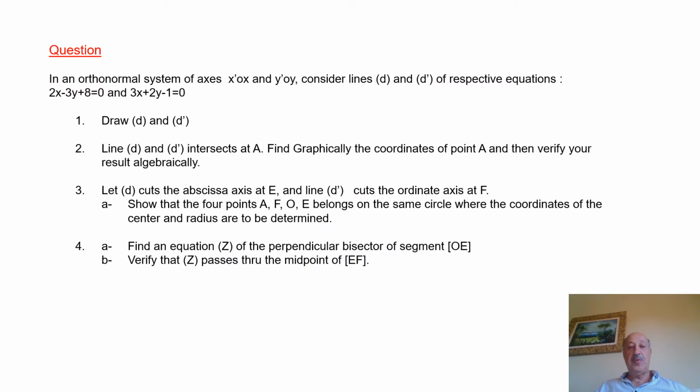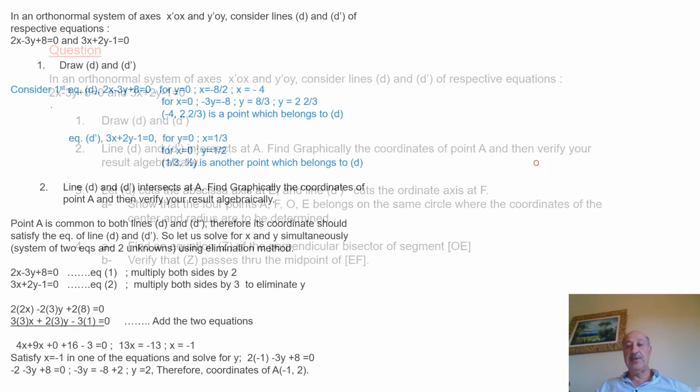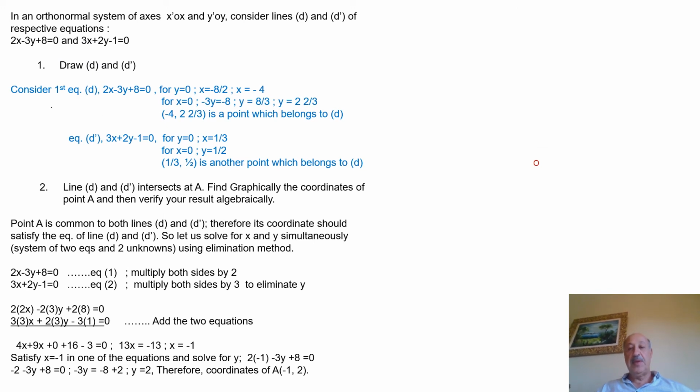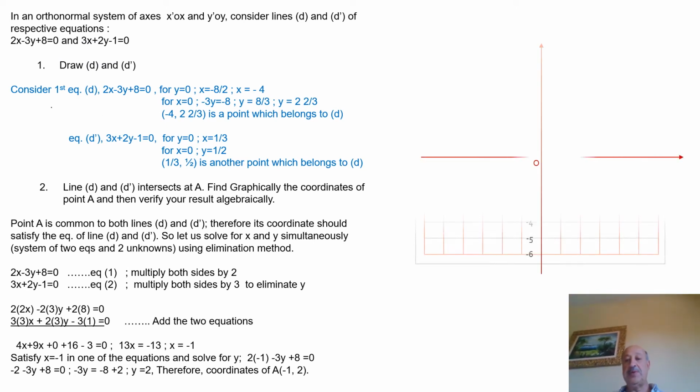In an orthonormal system of axes, x prime o x and y prime o y, consider lines d and d prime of respective equations 2x minus 3y plus 8 equals 0 and 3x plus 2y minus 1 equals 0. First question, draw d and d prime. So how are we going to draw d and d prime? Let's go to the orthonormal system itself. So this is the orthonormal system.